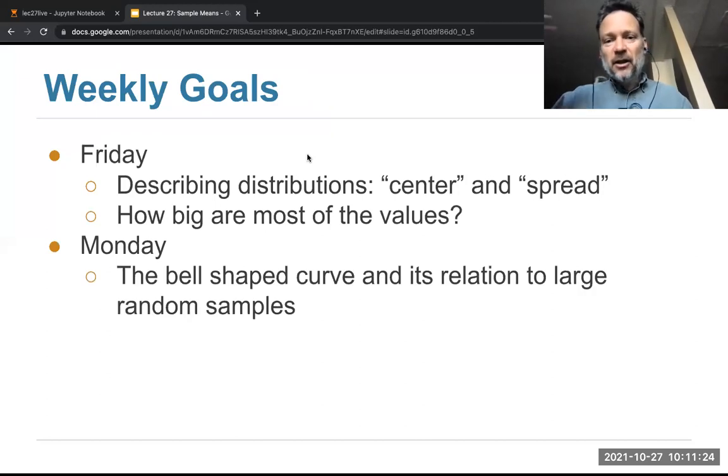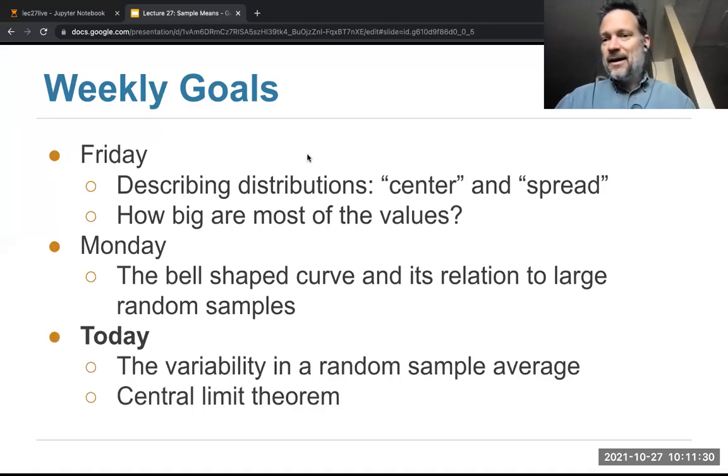All right, so we've been looking at center and spread and the bell-shaped curve. And I gave you an intro to the central limit theorem on Monday. And then today we're going to work through this a little more systematically and talk through its applications.